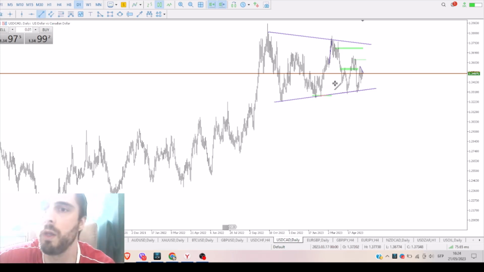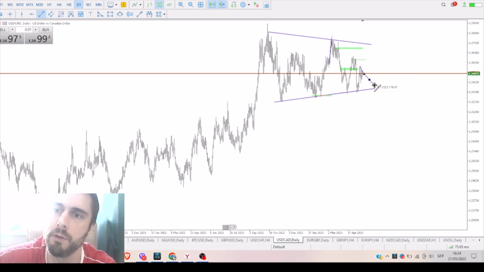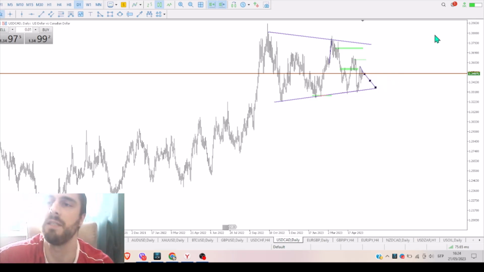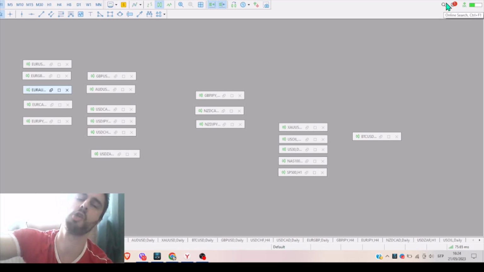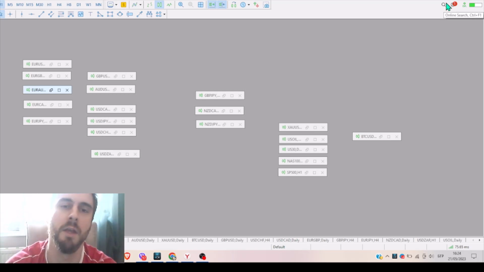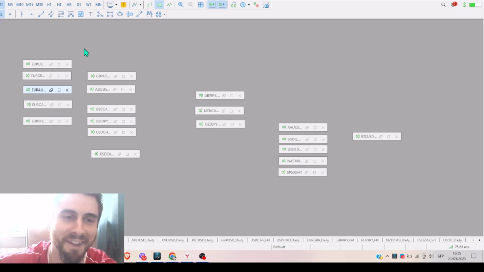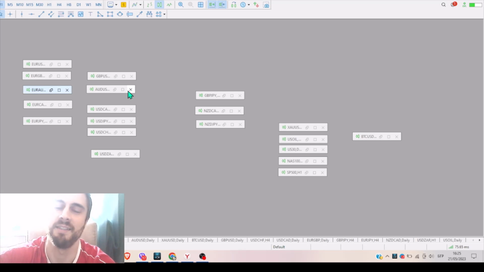Of course, we can also see a pullback and a further continuation, consolidation at this area. Sorry for my bad English, guys, but this is everything I have. Okay, guys, without further ado, let's go to the next chart, USD JPY.